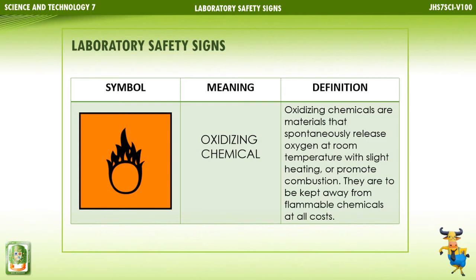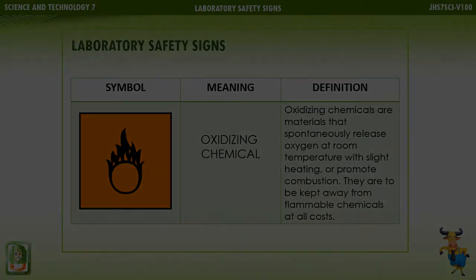The symbol for oxidizing chemical is flame over a circle. Oxidizing chemicals are materials that spontaneously release oxygen at room temperature with slight heating, or promote combustion. They are to be kept away from flammable chemicals at all costs.